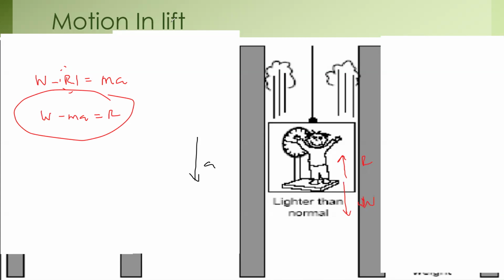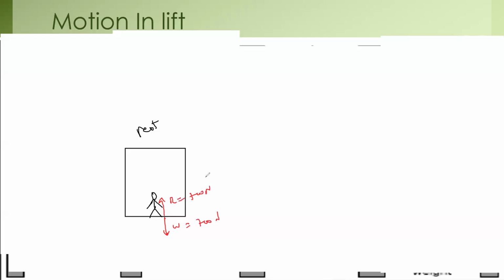But how do we explain this in terms of comparing the motion? See, you're in the lift, and originally the lift is stationary, at rest. Weight is acting downward, the normal contact force is acting upward. For example, the weight is 700 Newton, the normal contact force will also be 700 Newton. Now what happened? The lift is accelerating downward.